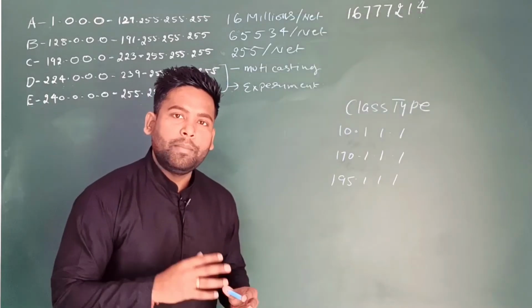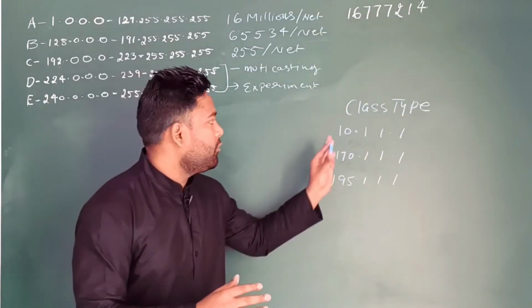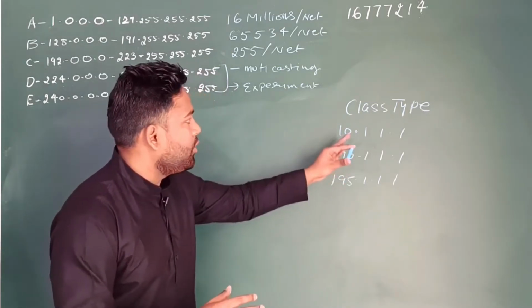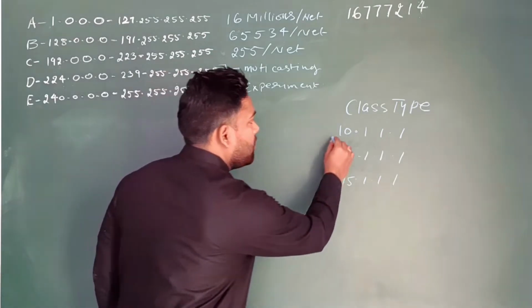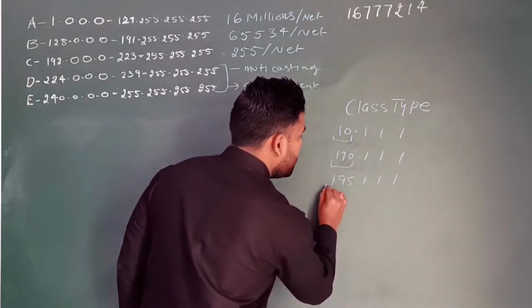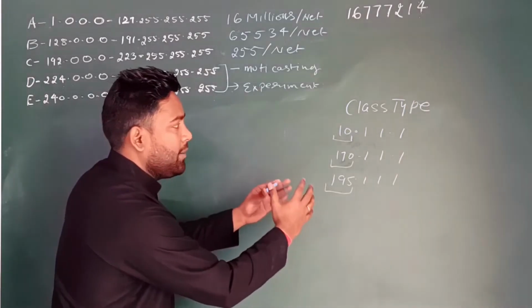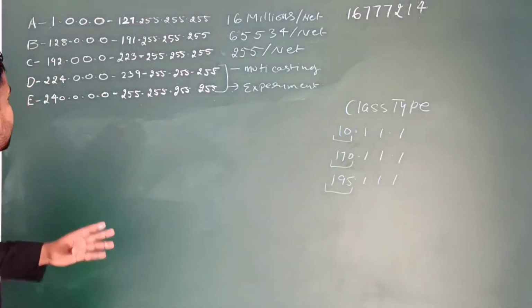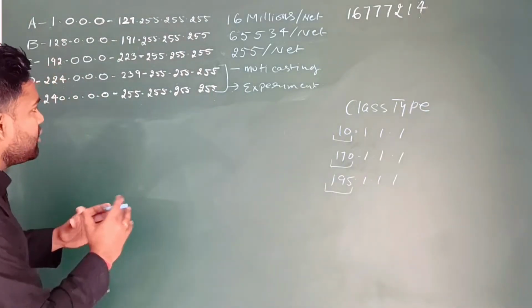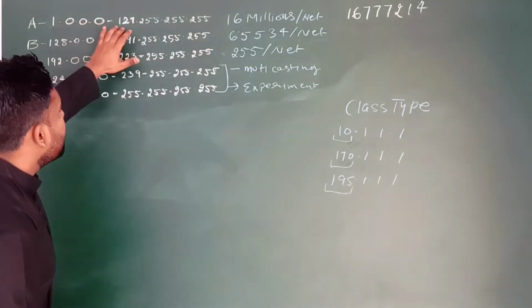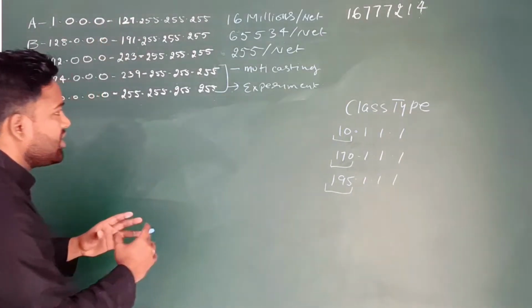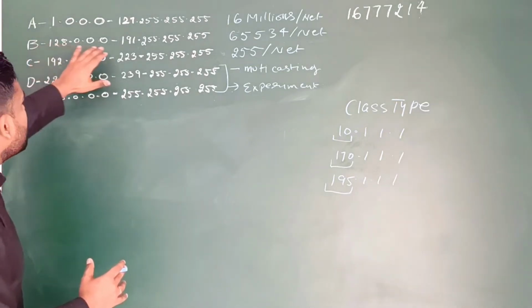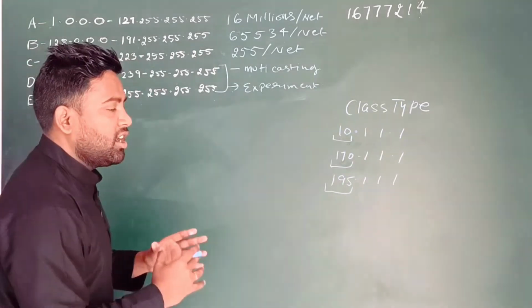The class type can be easily determined by looking at the first section of an IP address, because the IP address is divided into 4 parts. After looking at the first part only, you would get to know what class type that IP address belongs to. Now, as you can see the range of classes: if an IP address falls under 1 to 127, then it will be considered class A. If it falls under 128 to 191, then it will be considered class B.